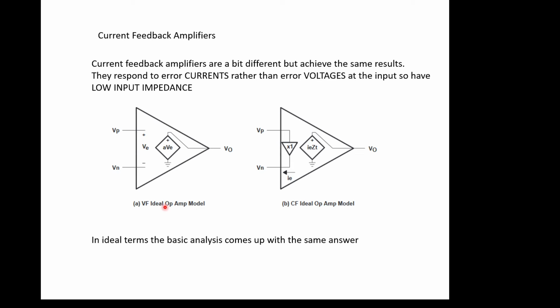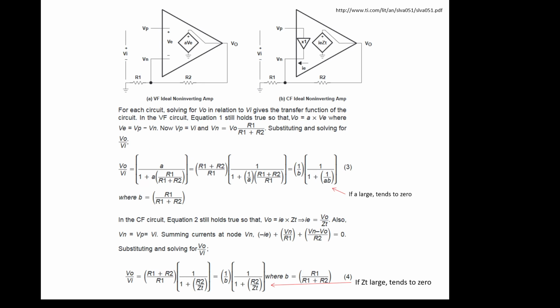So with voltage feedback, an ideal model would be infinite input impedance, and we just measure the difference between these two inputs and it gets amplified. In a current feedback amplifier, we've effectively got a very low input impedance between these things, and the output voltage is the current multiplied by some transfer impedance, which is calculated from the circuit parameters. But in an ideal situation, these come up with the same output answer going forward.